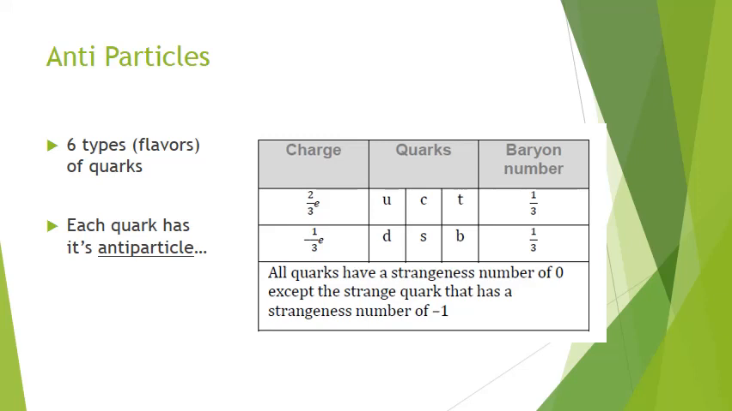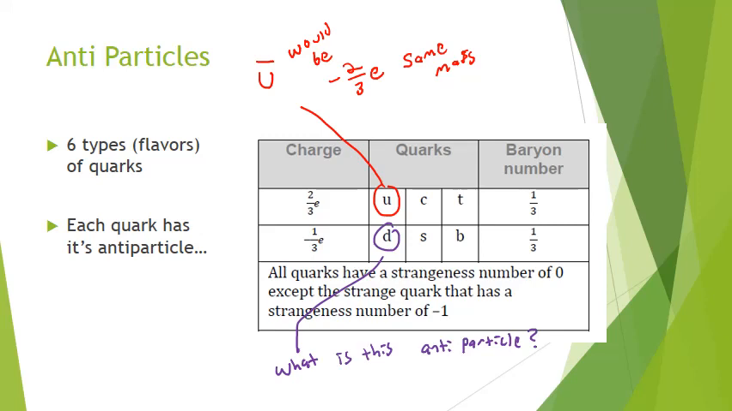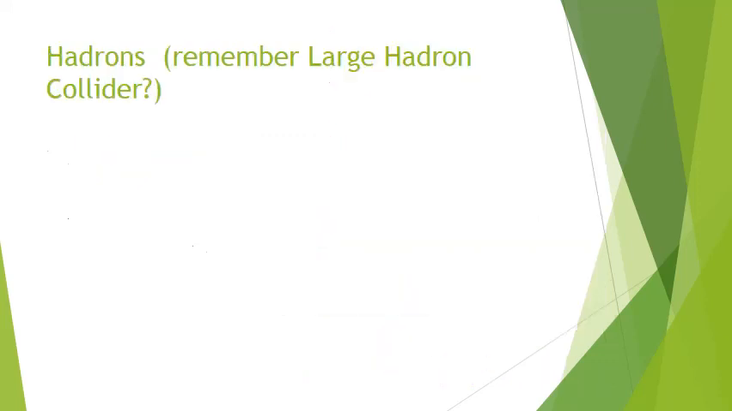Each quark has its antiparticles. So for instance, with the up quark, the anti-up quark, you put a bar on top of it, would actually be a charge of negative 2/3 E, not positive 2/3 E, and it has the same amount of mass. So what I want you to try to do, you can pause the clip, go ahead and write down what the antiparticle of the down quark would be in terms of charge and mass. Okay, so you should have gotten a charge of positive 1/3 E, same mass as the down quark.